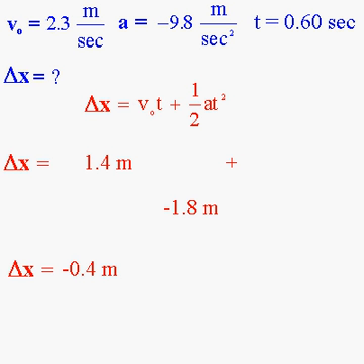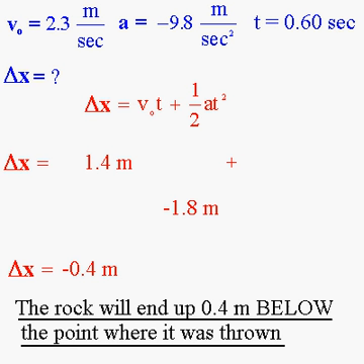So the solution to this problem isn't so bad, but the question is, what does the answer mean? Delta x, or displacement, is negative 0.4 meters. Well, remember, negative means down. That's the way we defined our directions. So if the displacement is negative 0.4 meters, that means the rock is displaced 0.4 meters down. In other words, the rock will end up 0.4 meters below the point where it was thrown.